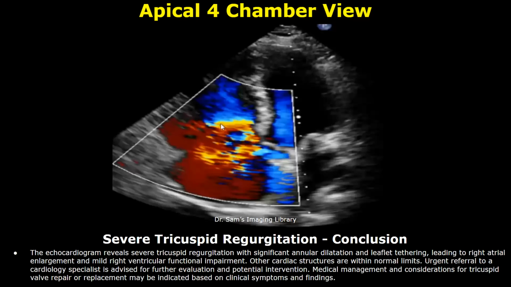Here is the conclusion. The echocardiogram reveals severe tricuspid regurgitation with significant annular dilatation and leaflet tethering, leading to right atrial enlargement and mild right ventricular functional impairment. Other cardiac structures are within normal limits.